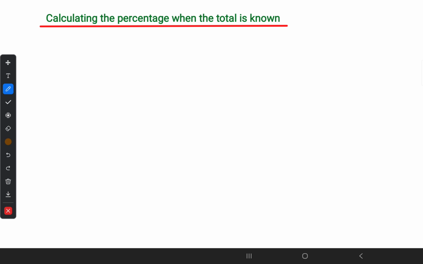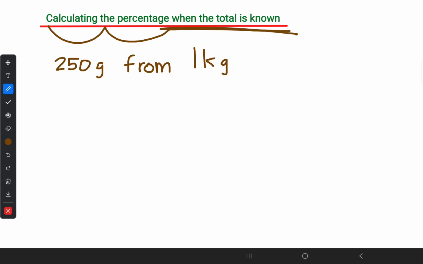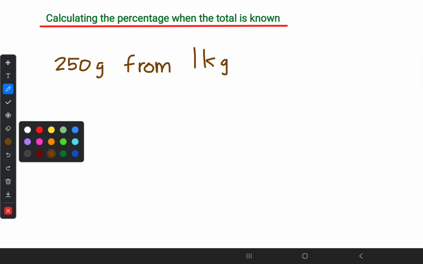The second question deals with some units. 250 grams from 1 kilogram. This is also a question. We are going to express 250 grams from 1 kilogram as a percentage. What is our topic? Calculating the percentage when the total is known. So the total is 1 kilogram. Here one additional thing you have to deal with is the unit conversion. While you are writing anything in a fraction or ratio, definitely the units should be the same.